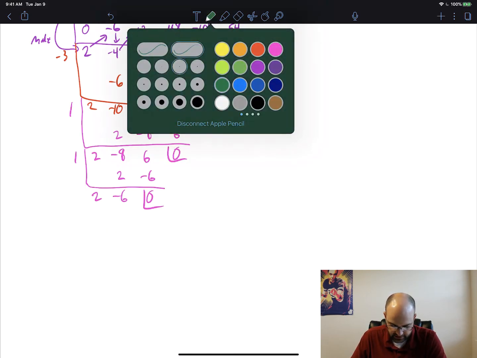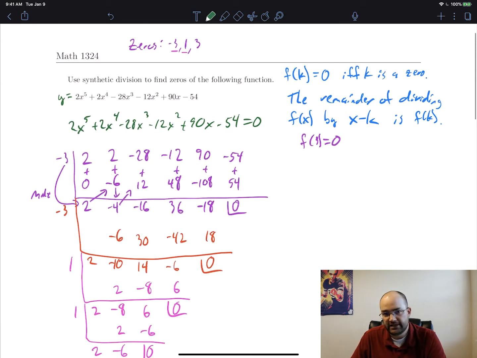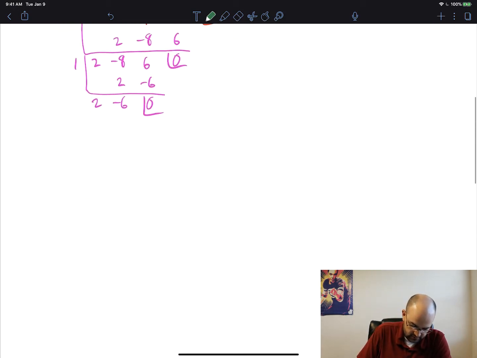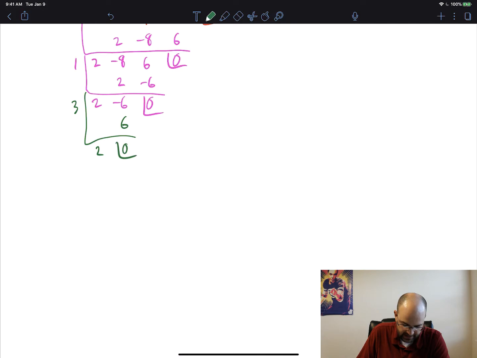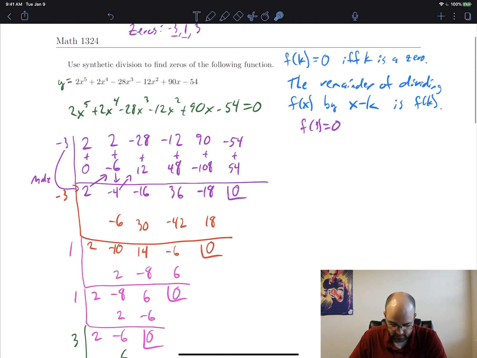Instead, we need to go back and look at the last one, which is 3. So I'm going to use a 3 here. Bring down the 2, multiply, add. Awesome. Do not use this as a 0. Nothing down here will ever be a 0. All this is the leading coefficient. It's that number there. That's all it is.